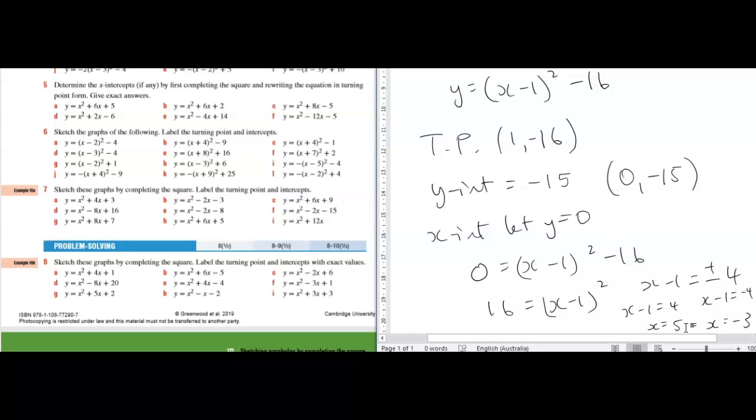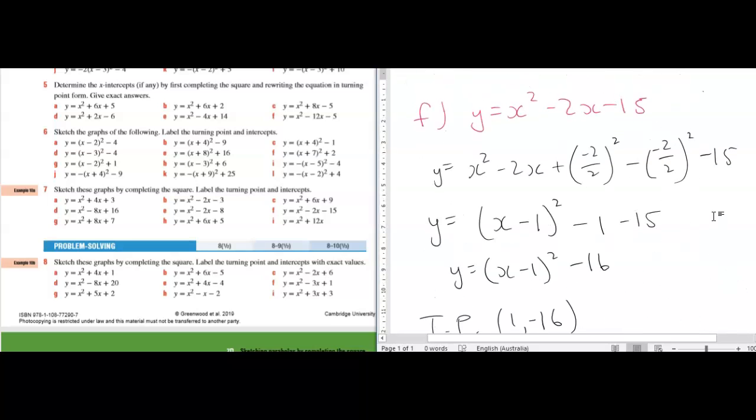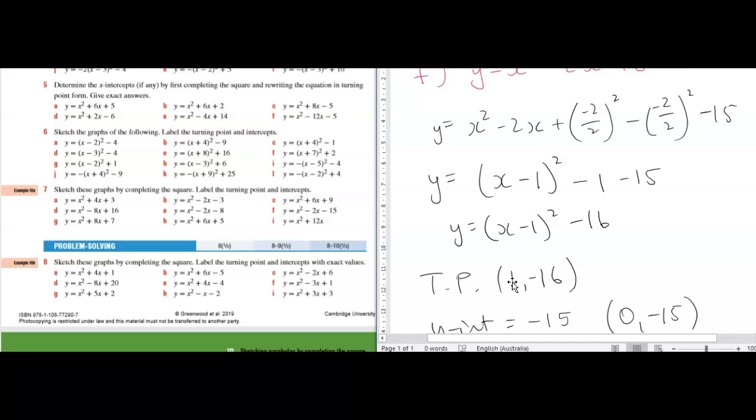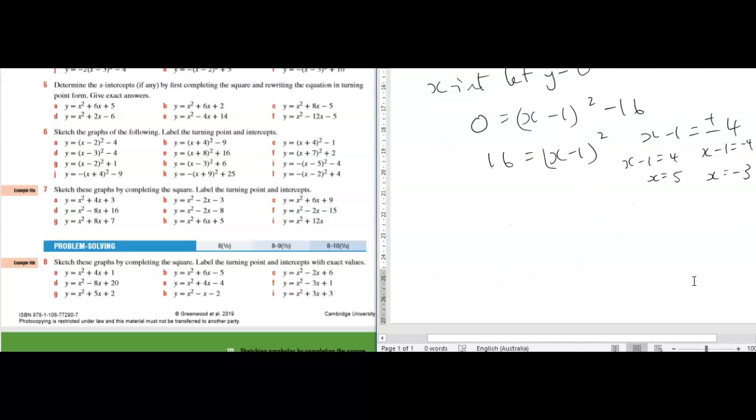And the halfway point between those two. So if we added them together, we get 2. 2 divided by 2 is 1. Where's my turning point? There it is. We can see that's right.